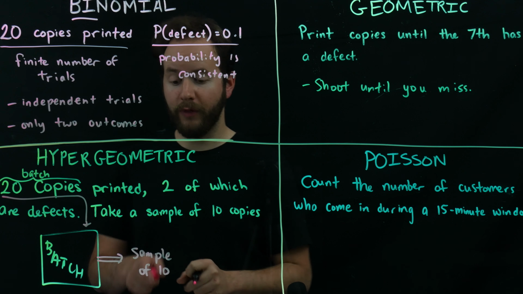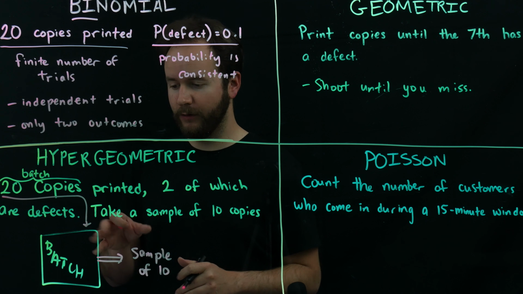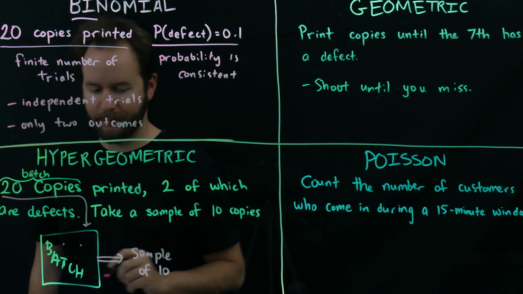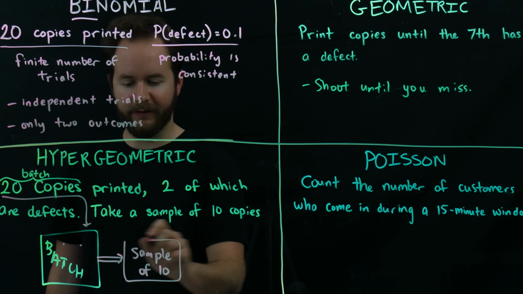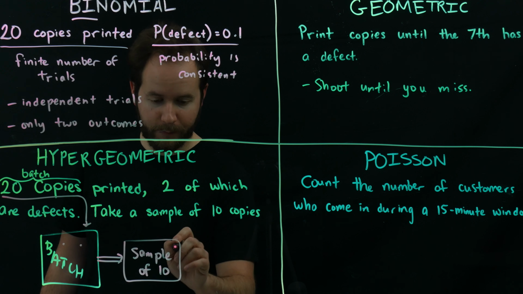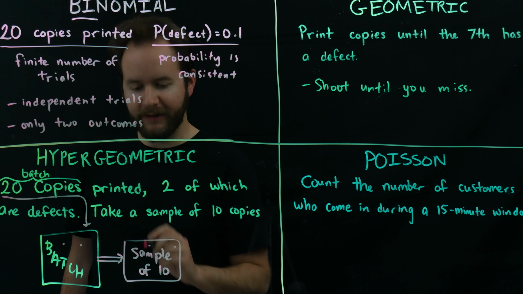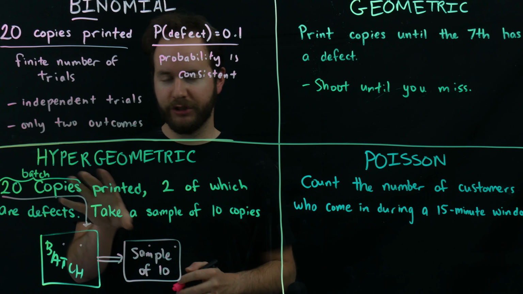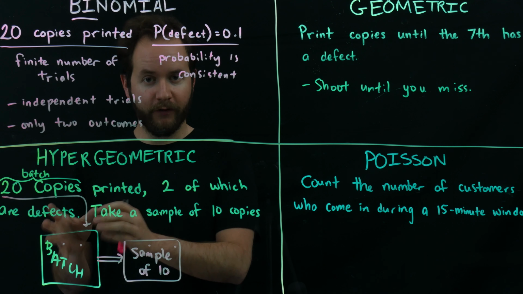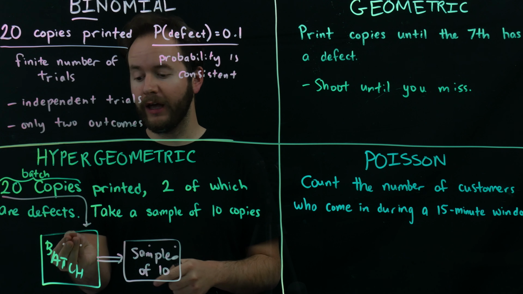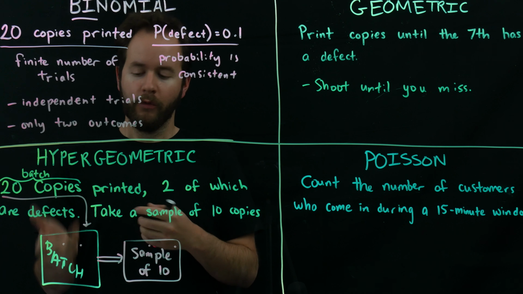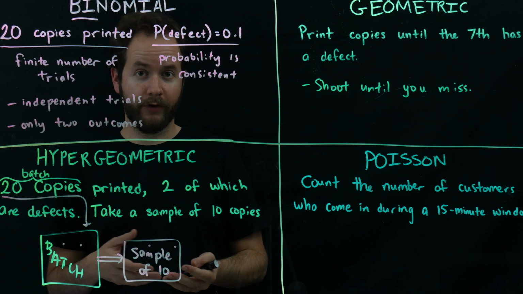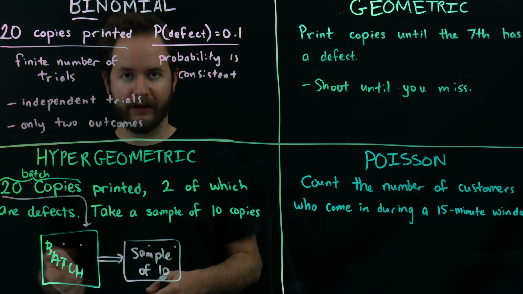Then we're going to thumb through that sample of 10 and see how many are defects. Now remember, there were 2 defects in this batch, but we don't know how many are going to end up in the sample. It could be 0, it could be 1, or we could get both defects in the sample. So this is the hypergeometric distribution. We have a batch from which we take a sample, and some of those items in that batch are defects, or we don't necessarily have to use the phraseology of bad or good or defect or non-defect.